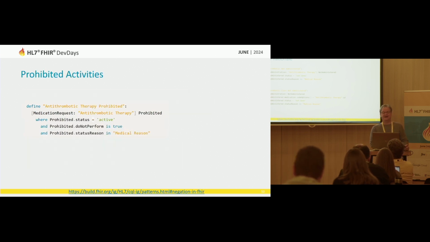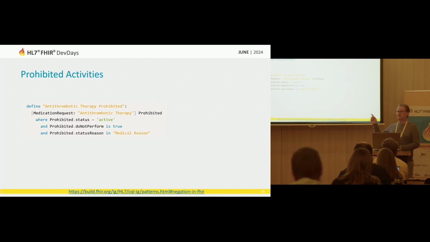All right. And the next pattern is prohibited activities. Medication request, antithrombotic therapy prohibited. Basically, the do not perform is true. If you look at all these request resources, they have this do not perform. And if you say do not perform is true, then if that do not perform element is present and it is true, then that shows up, right? That do not perform is true is a really important part of that pattern, because if you just say do not perform equals true, then if it's null, it's false, and that's not what you want. So make sure that you're only talking about the case that do not perform is present and has a value true. Does that make sense? That's important.